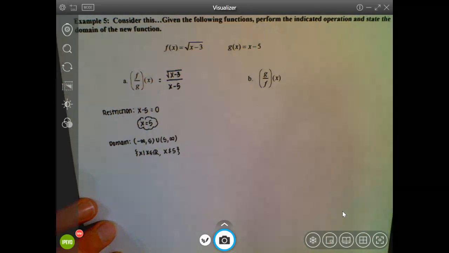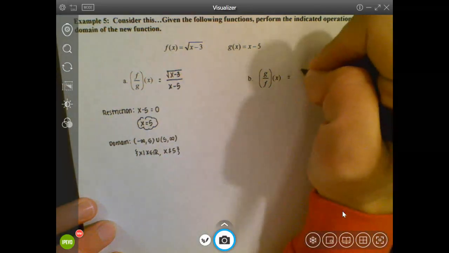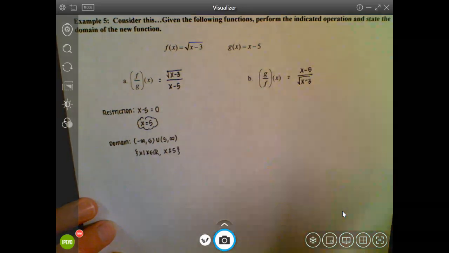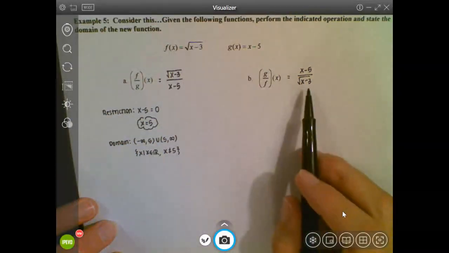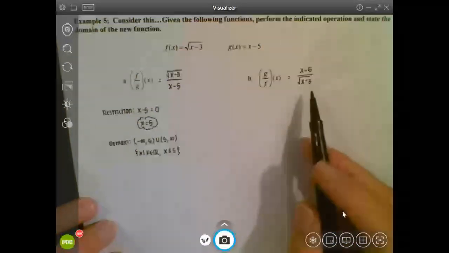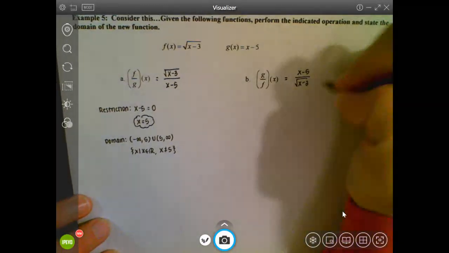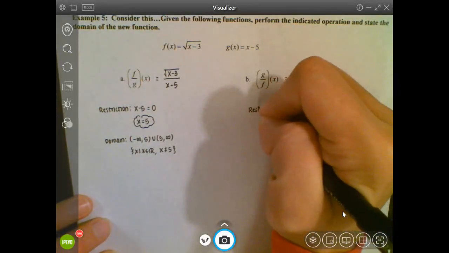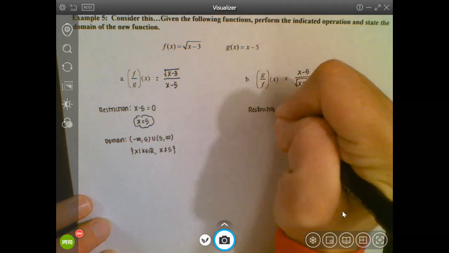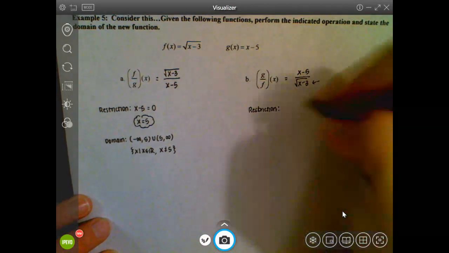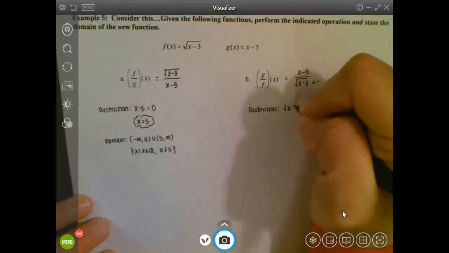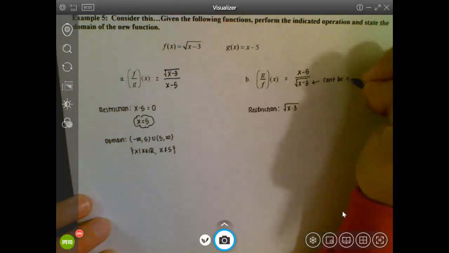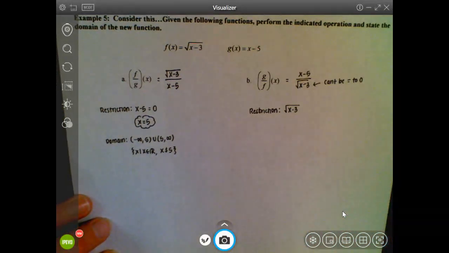You'll notice that in example B, though, when we divide g by f, x minus 5 divided by x minus 3, now the square root is in the denominator. So we haven't talked about square root functions yet this year, but we have to think about this in terms of the restriction and what can go into that denominator. So we know that the square root of x minus 3 can't be equal to 0 because we know that we can't have a 0 in the denominator.